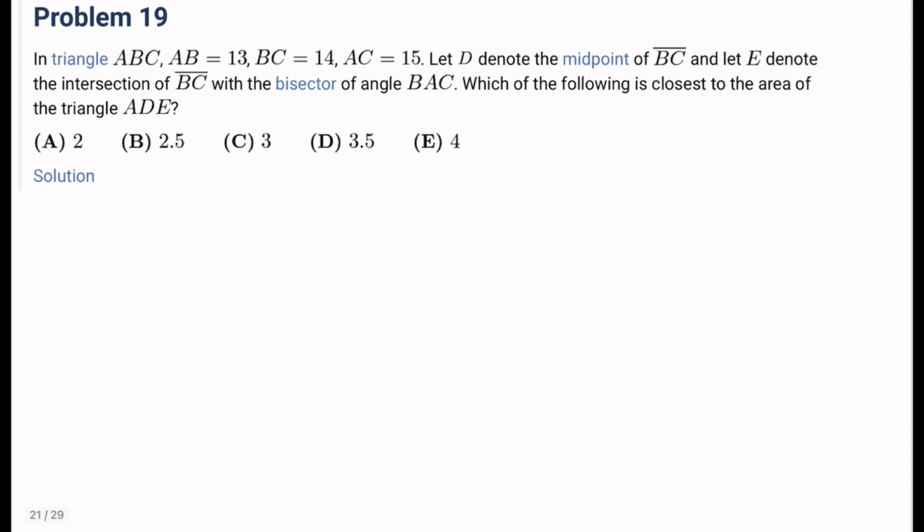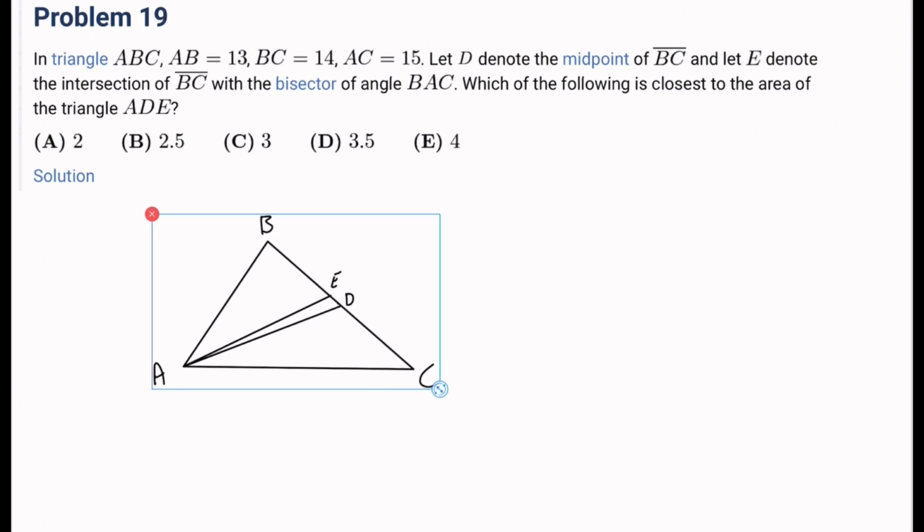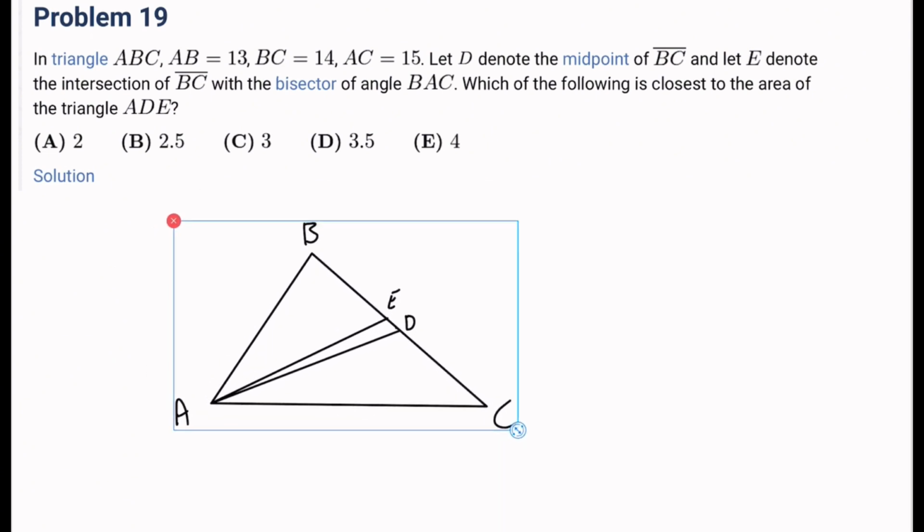Number 19, in triangle ABC, AB equals 13, BC equals 14, AC equals 15. Let D denote the midpoint of BC, and let E denote the intersection of BC with the bisector of angle BAC. Which of the following is closest to the area of the triangle ADE? Okay, so first let's draw this triangle, like a diagram like this. So this will be our triangle.